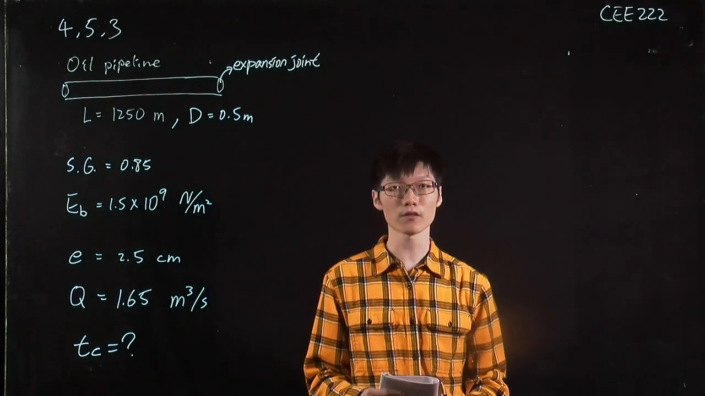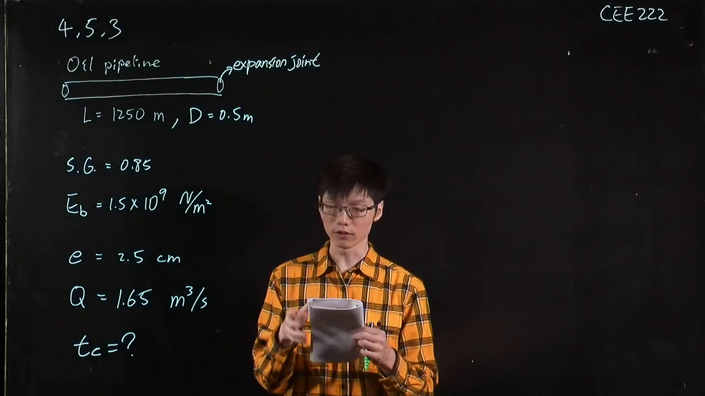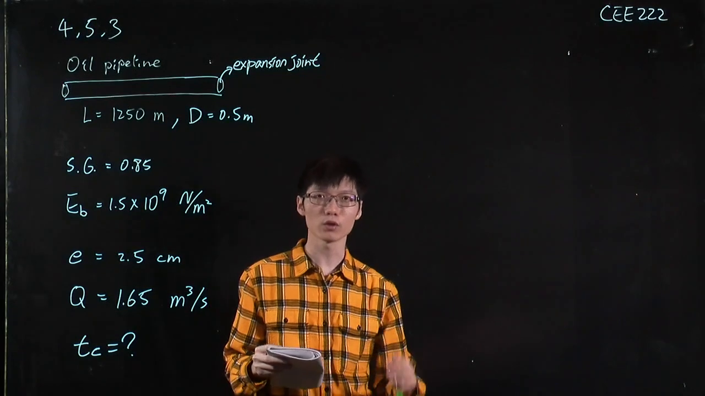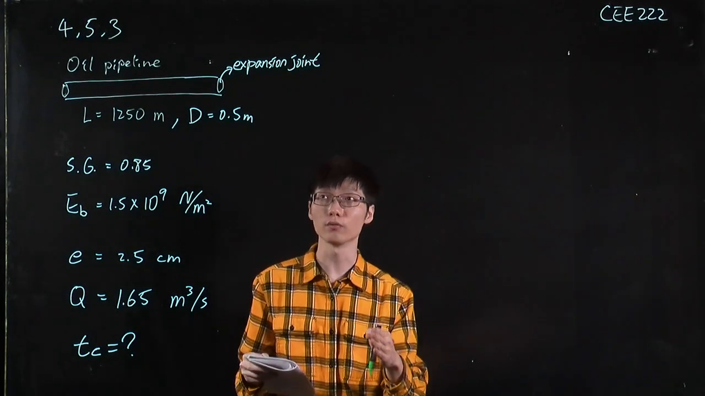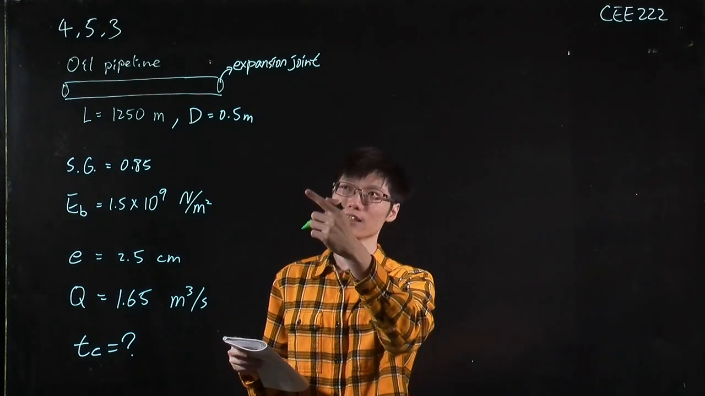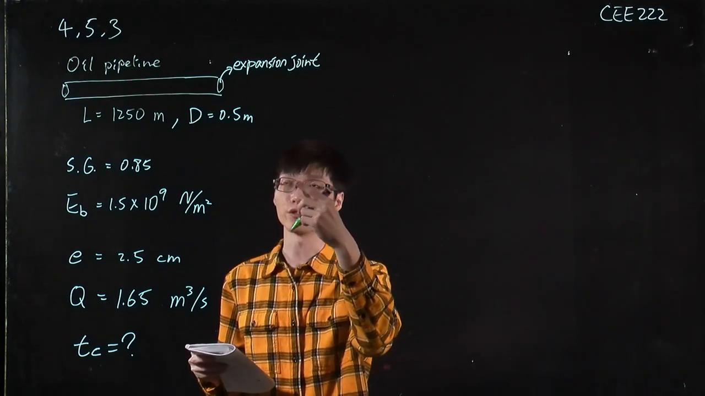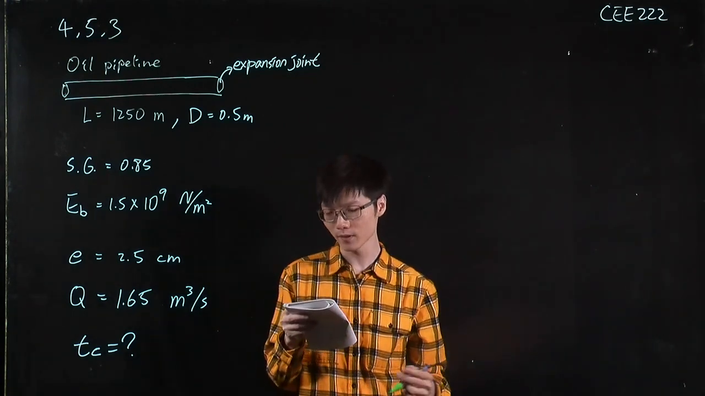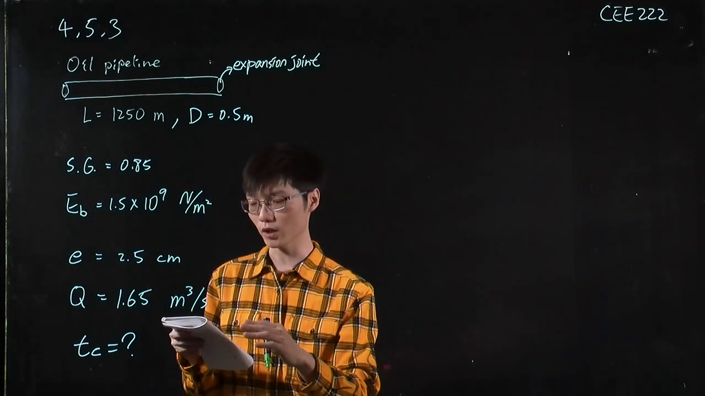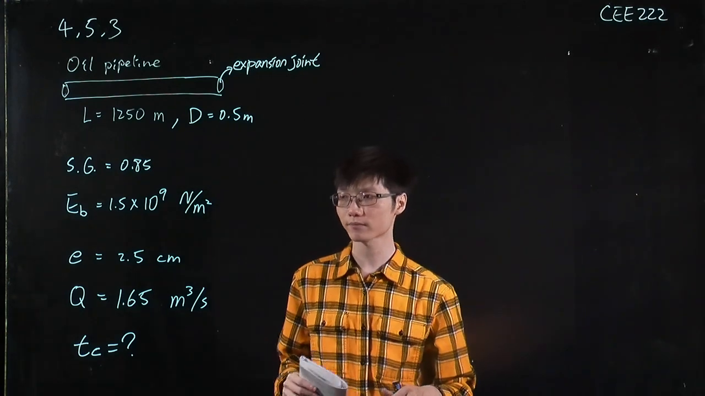So let's get started with problem 4.5.3. In this problem, we have a pipeline to deliver oil, and we want to close the valve as soon as possible when we detect a leak, but not too fast. That will create a great pressure rise, which will damage the pipe. So the problem asks us to determine the minimum valve closure time that will prevent a large pressure rise.